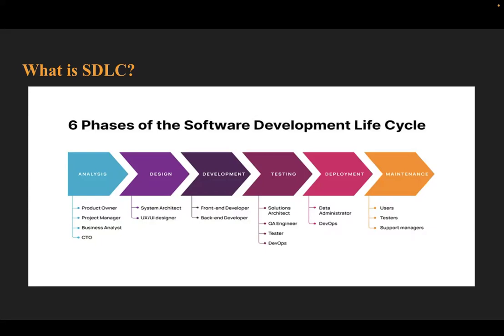The first stage of the SDLC process is called the requirement phase. What is the SDLC? SDLC is a process that we follow in industry to develop and deploy applications onto the servers. So that's the SDLC. There are 6 stages in SDLC. The first stage is the requirements stage.